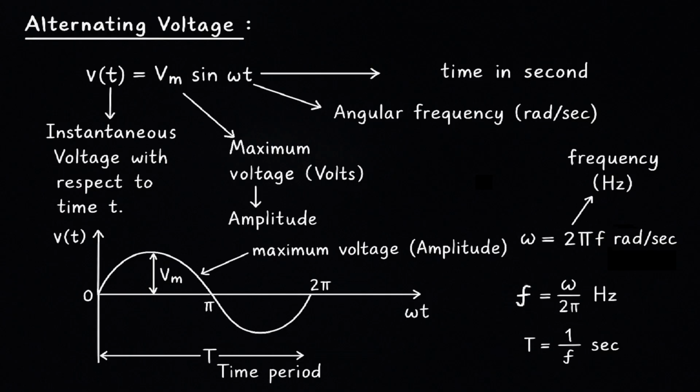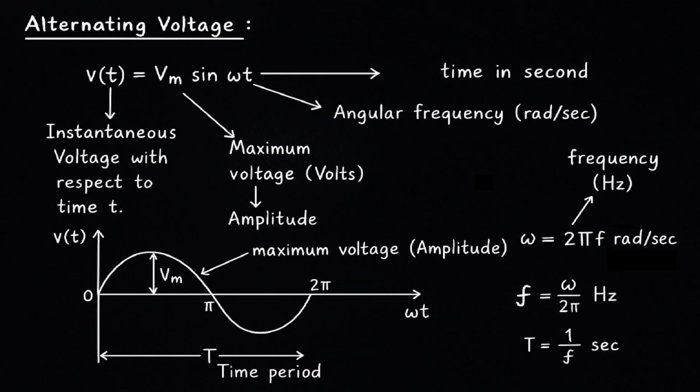First, we have v of t. The lowercase v stands for voltage. The little t next to it is incredibly important. It means that this voltage is a function of time. We call this the instantaneous voltage. Think of it as a snapshot.